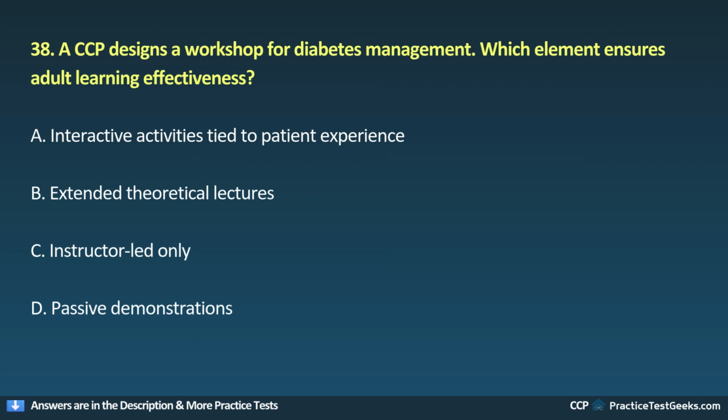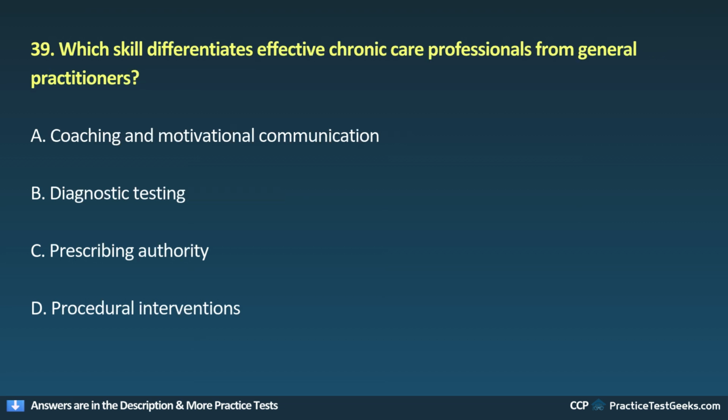38. A CCP designs a workshop for diabetes management. Which element ensures adult learning effectiveness? A. Interactive activities tied to patient experience. B. Extended theoretical lectures. C. Instructor-led only. D. Passive demonstrations.